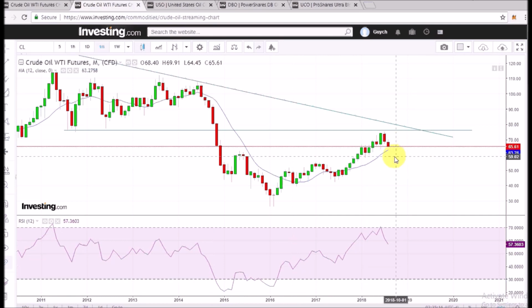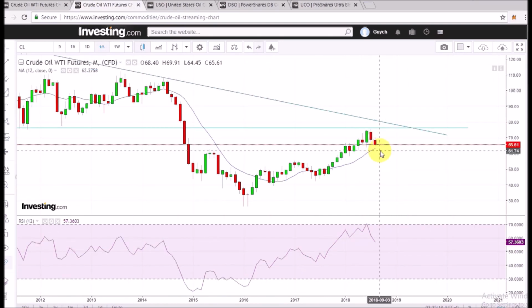I expect crude oil to dip below the 12-month moving average. This is a 12-month moving average, so it's basically a one-year moving average. And the question is basically how deep will it dip? So let's have a look at some potential support zones.